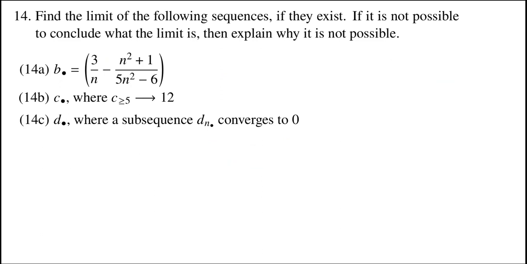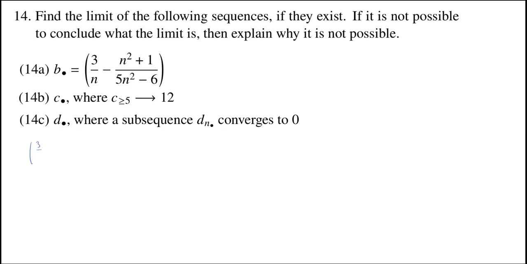All right, so let's check out problem 14. It looks like we have 3 different sequences, and we want to know if their limits exist, and if so, what they are. And if they don't exist, then we're going to try to figure out why. So let's look at the first one. We actually have here a difference of 2 sequences: the sequence 3 over n and the sequence (n squared plus 1) over (5n squared minus 6). If we can deduce that each of these individual limits exists, then the limit for b dot will exist, and it'll just be the difference of the limits of the 2 individual sequences. So let's take a look at those individually.